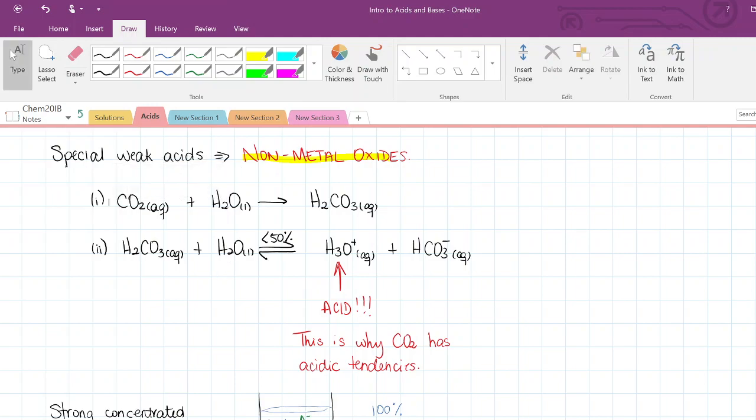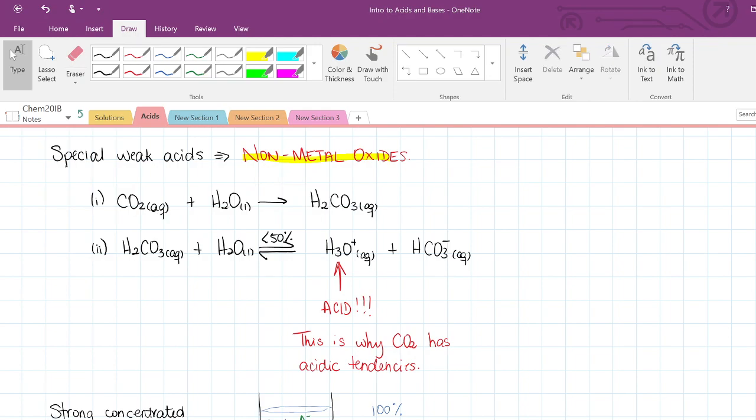So the CO2 reacts with the water and it comes together and it forms generally a weak acid, H2CO3, aqueous. So this is just, we're clumping all of these atoms together to form a weak acid in solution. Generally, more often than not, it'll be a weak acid. H2CO3, because there's 3 oxygens there.